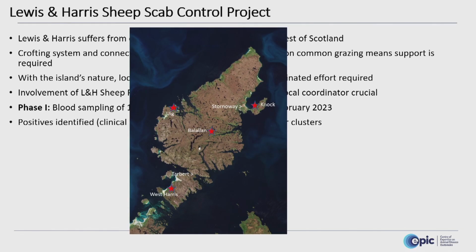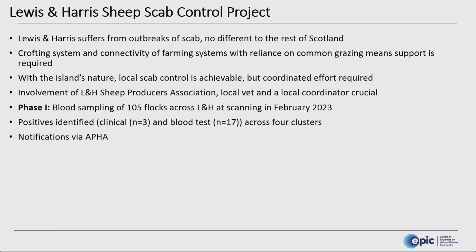We found some positives, clinical positives, where we had definite mites present, and also 17 that were positive by the blood test alone. Most of those, when you spoke to the farmer, actually had become apparent by the time we'd got back in touch with them post-testing. They're in 4 clusters, and this is where they are. So Stornoway, Uig on the west, Ballallan, and then down on West Harris as well. So these are our main clusters of disease.